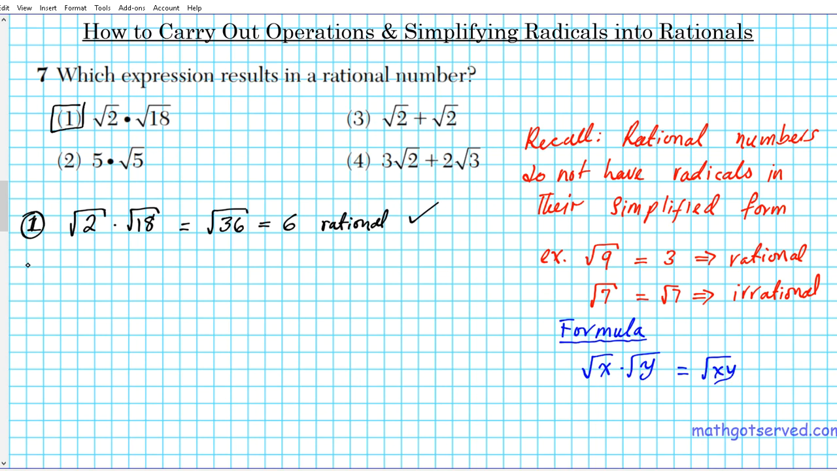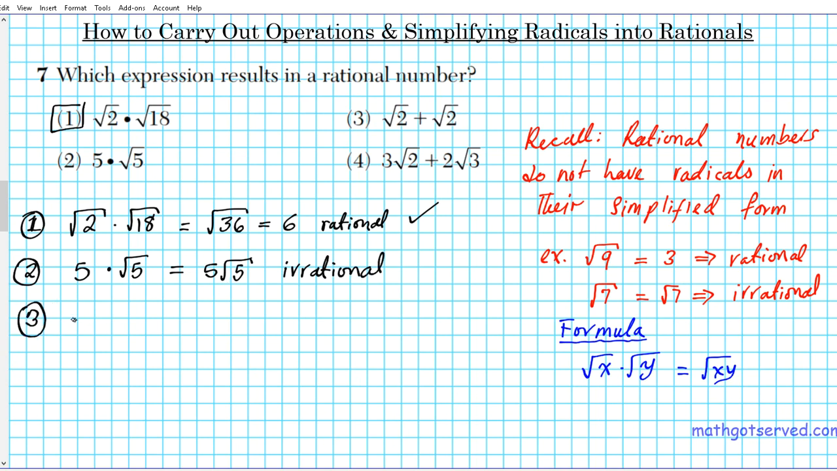Alrighty? Alright, let's take a look at the others. Number 2. What is 5 multiplied by the square root of 5? 5 multiplied by the square root of 5 is simply 5 root 5. And this is irrational because you still have a square root in the simplified state.